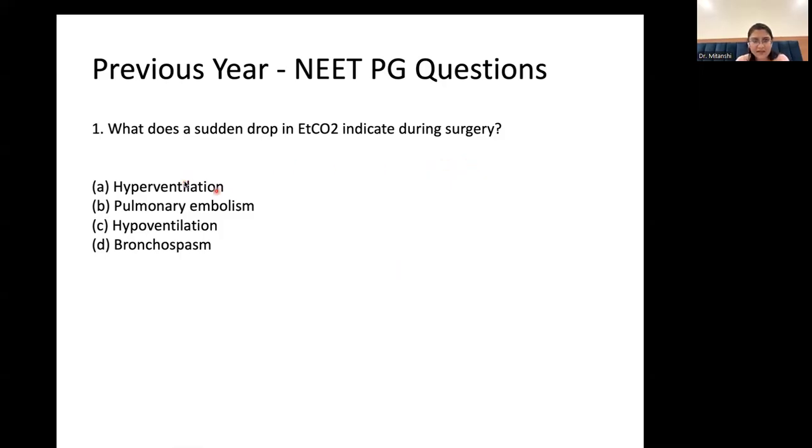Is it hyperventilating? No. If it is hyperventilating, there won't be a sudden drop in EtCO2. There will be a gradual drop. Pulmonary embolism, yes, it can be pulmonary embolism because suddenly a patient is having obstruction in his airway circulature, and that is why the carbon dioxide levels are changing and my patient is not able to breathe well. Bronchospasm will definitely show a shark fin appearance.